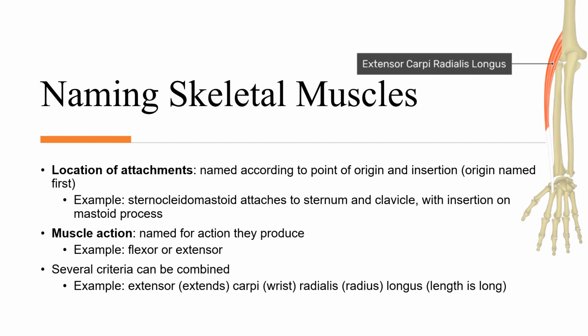The action of the muscle can also be incorporated into the name, where you can have something like a flexor or extensor. And sometimes you actually combine many of these together. So for example, this muscle up here, which is the extensor carpi radialis longus: extensor means it extends, carpi means it's the wrist muscles, radialis means it's going to interact with the radius, and longus means it's a long muscle. Okay, so in the name it tells you basically everything you need to know.